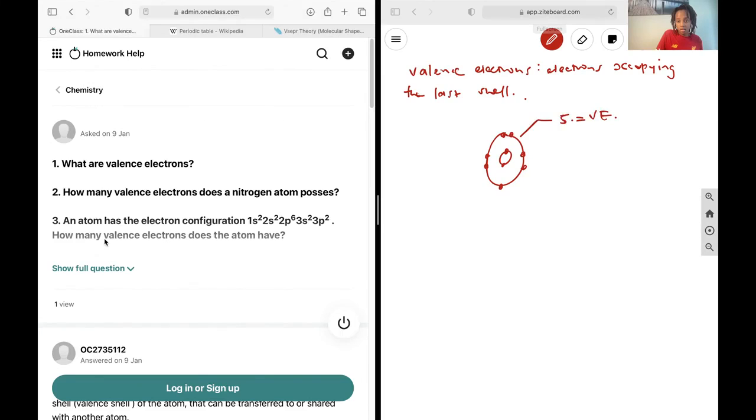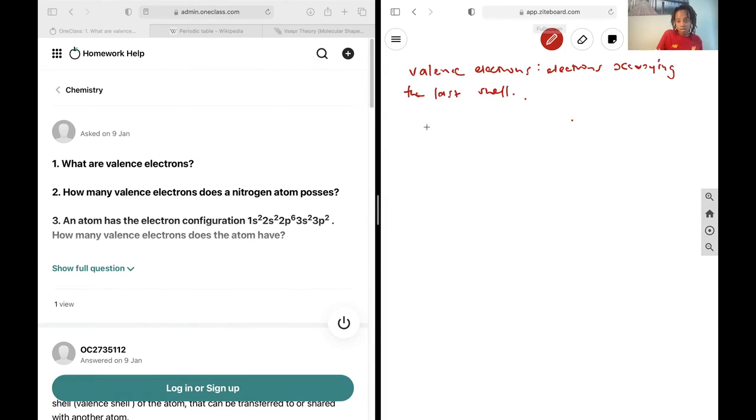Next up, we're told an atom has an electron configuration of 1s2, 2s2, 2p6, 3s2, 3p2. How many valence electrons does this atom have? And so this is when you're using the more accurate model dictated by, of course, quantum mechanics.